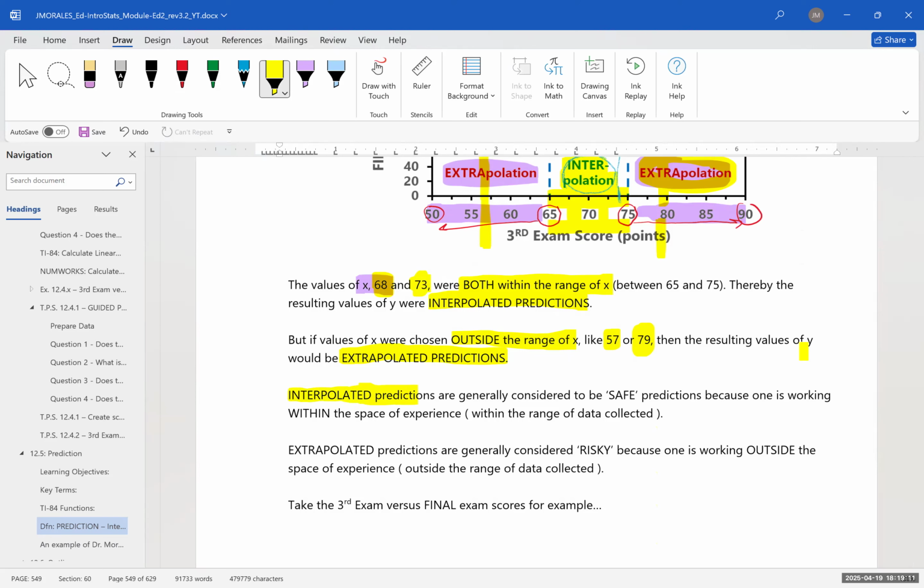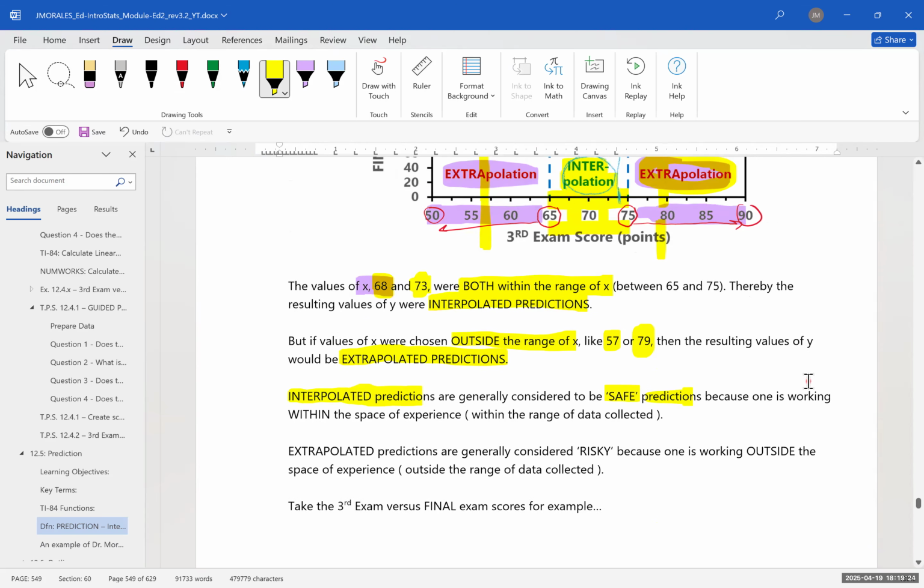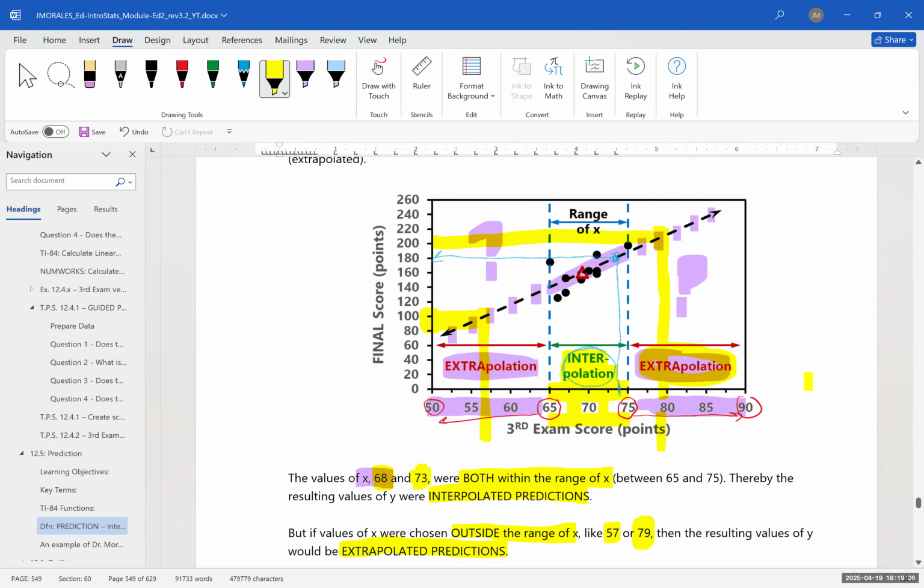So interpolated predictions are generally considered to be safe predictions because one is working within the space of experience. Okay, so let me talk about what I mean by the space of experience. Between the minimum and the maximum value, this is our space of experience right here. We've collected data for values of x between 65 and 75. So the line of regression is modeling that data that we have, those values of x that we've collected data on.